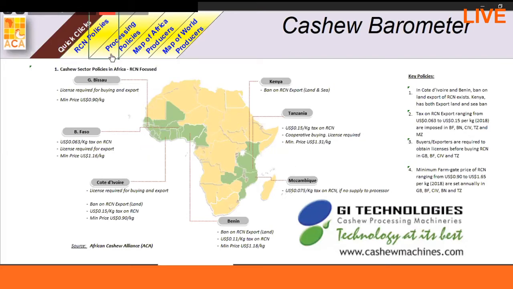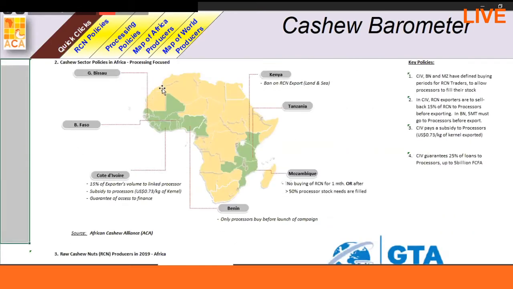If you move down, the top one was policies focused on RCN. Here are countries that are also implementing specific policies for processing. So the first map was giving you countries that showed or had policies for raw cashew nuts, and then the second map is giving you policies for processing, targeted at processing.